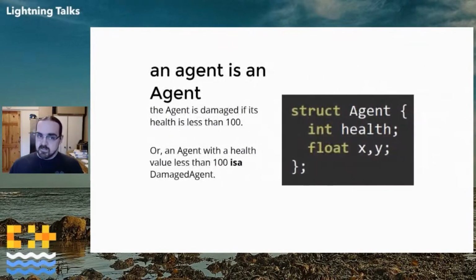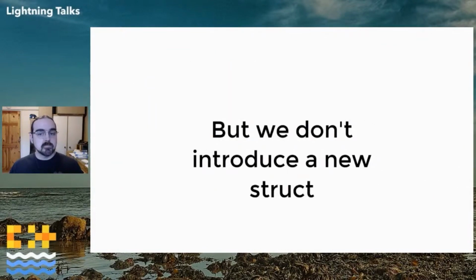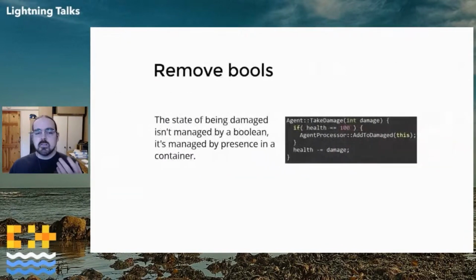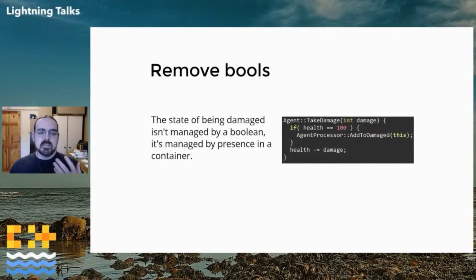An agent is an agent. But if an agent is damaged, it is a damaged agent. But we didn't introduce a new structure. We're using the idea of removing bools. The state of being damaged is a Boolean in a sense. You check the value of health. If it's equal to 100, it's not damaged. If it is not 100, where you take damage, you add it to the list. This is okay.